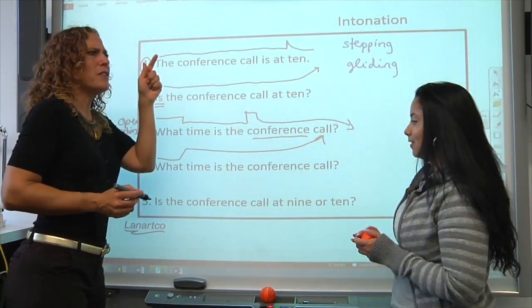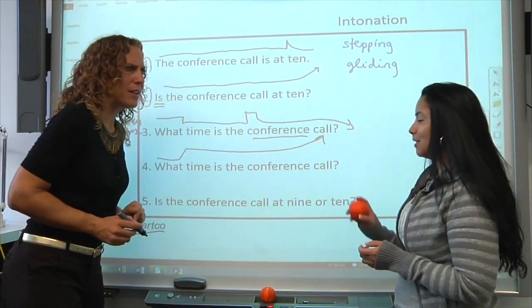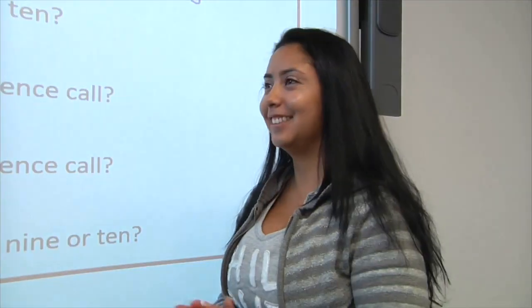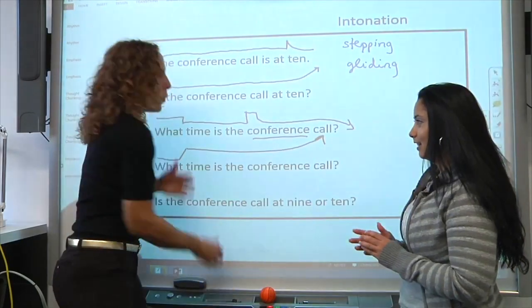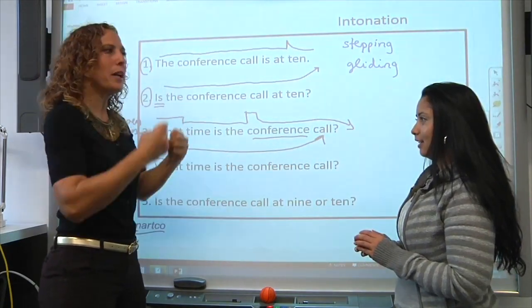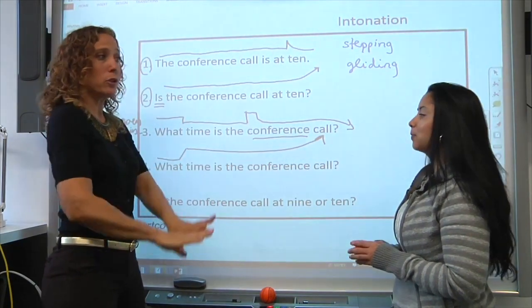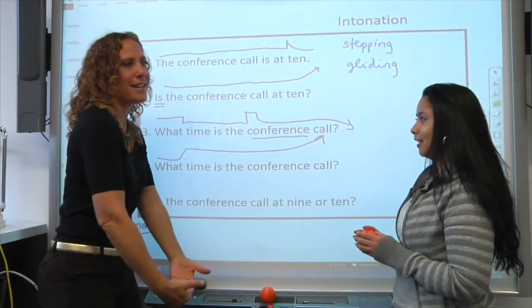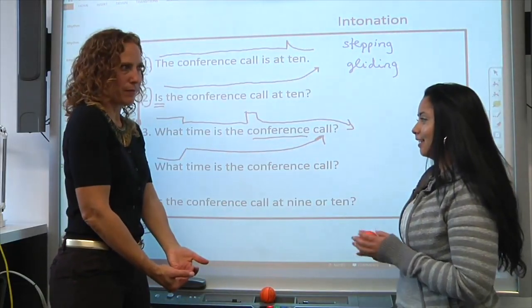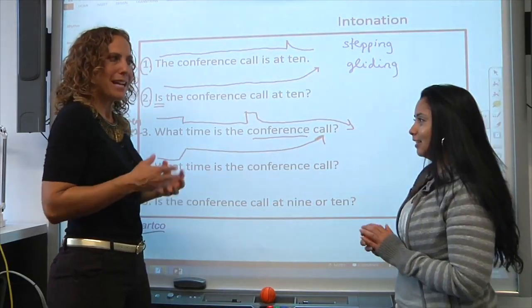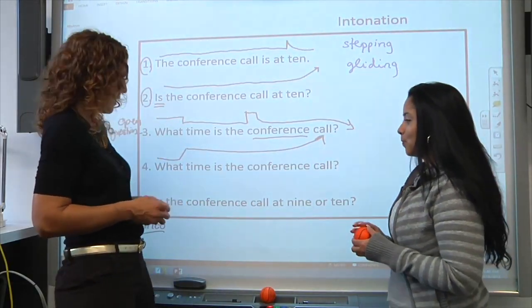What time is the conference call? Try that. What time is the conference call? That's right. So there's surprise. Or what? So again, we use a higher tone when we want to grab someone's attention. We use a lower tone when we want to end the sentence, the end of the thought. That's really a good way of thinking about intonation. All right, good.